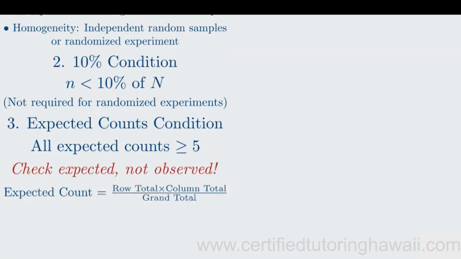To calculate the expected count for any cell, take the row total multiplied by the column total and divide by the grand total. In a moment, we will look at an example to see how to calculate these and verify the conditions in a real scenario. Let's apply everything we've learned to a practical example. This will help you distinguish between the two types of tests in a real-world context.